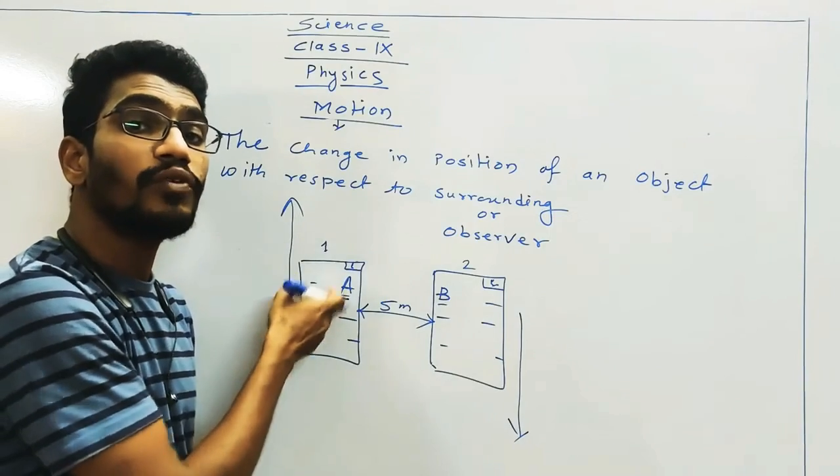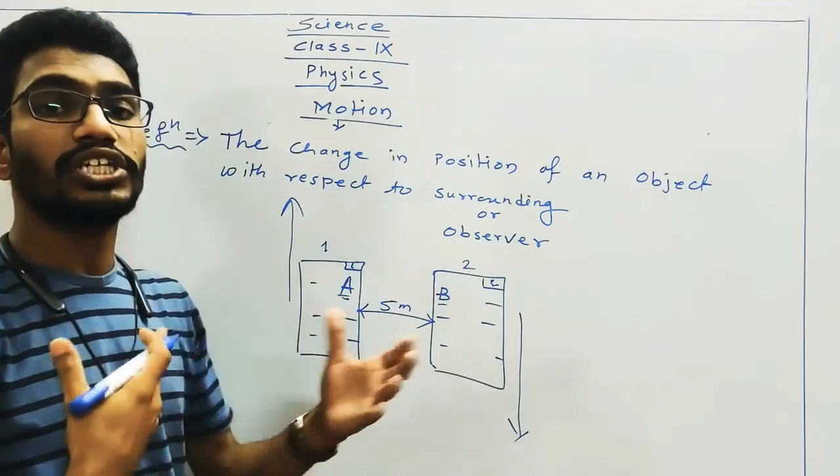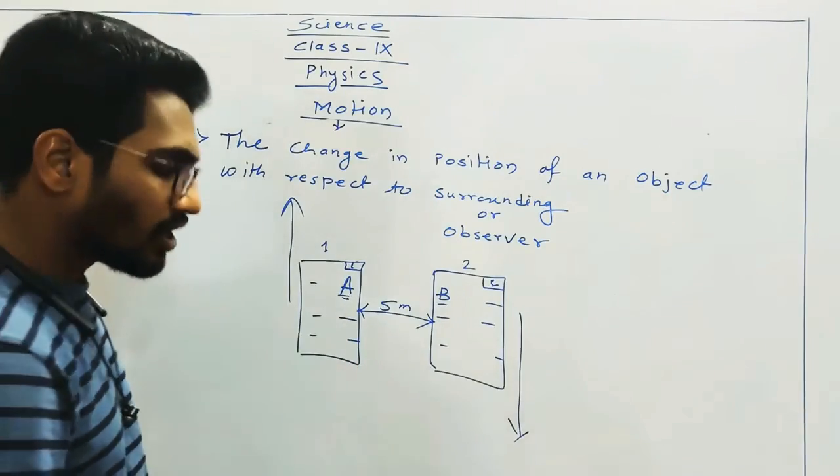B changes the position with respect to A. So A is in motion for B. B is in motion for A because both change the position. Now think about the same bus.